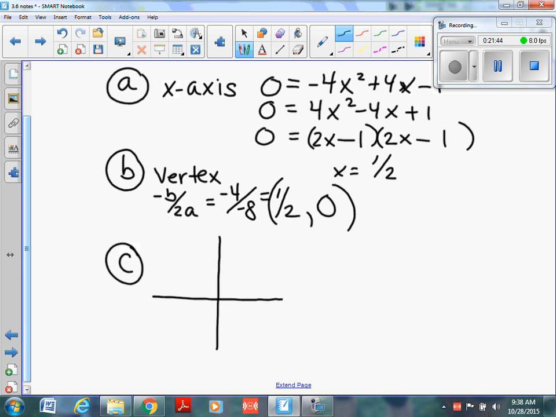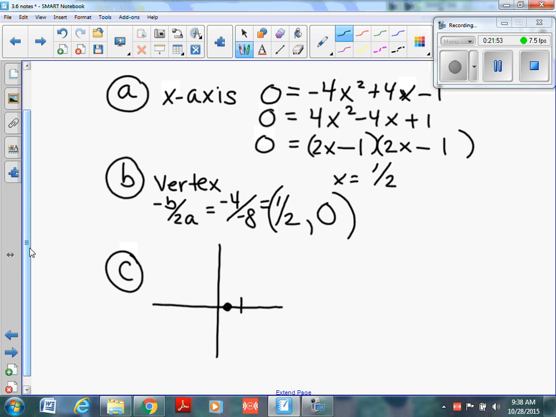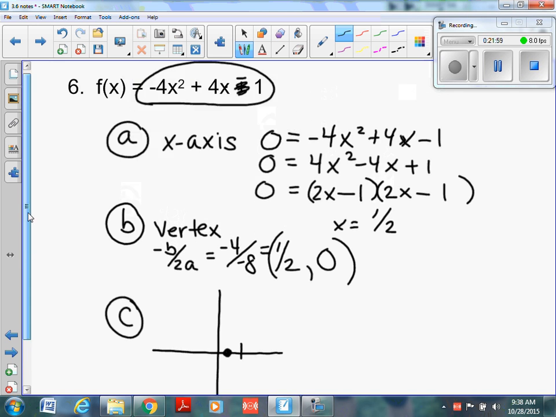It says the vertex is at 1/2, 0, which is right there. It says it crosses the x-axis at 1/2. Are we right? Yep. There are no other points to help us graph this, so now we kind of have to go back up and look.